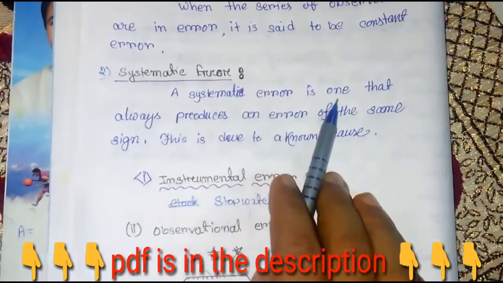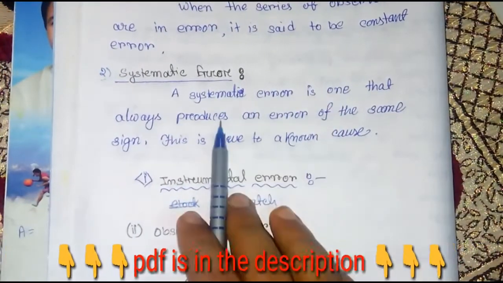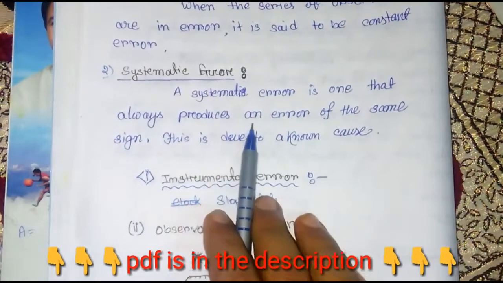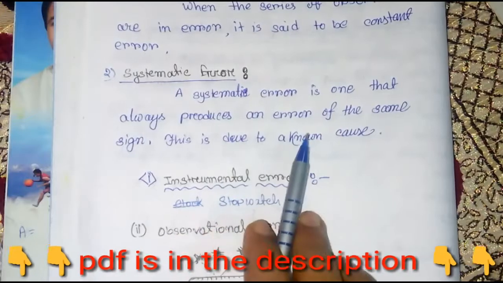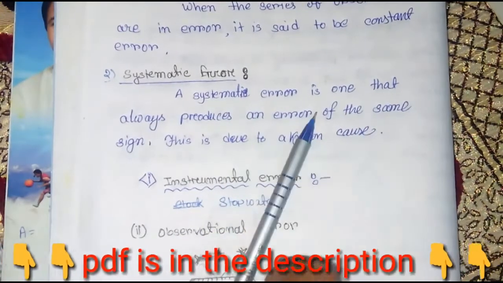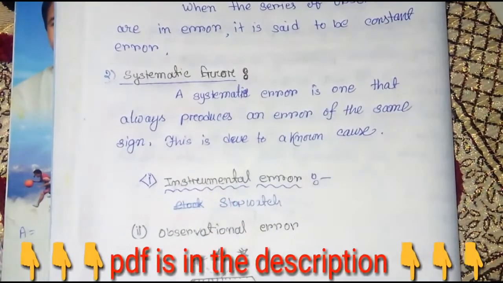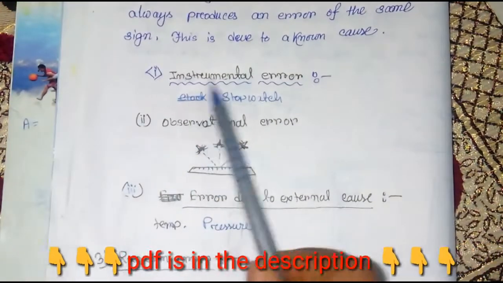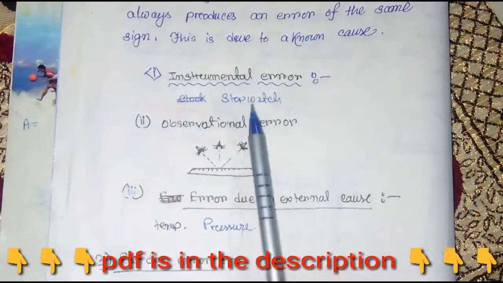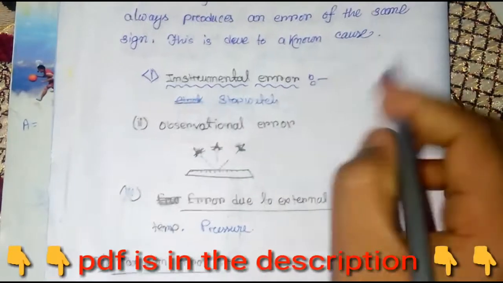So what is called systematic error? A systematic error is one that always produces an error of the same sign. This is due to a known cause. Okay, so systematic errors can be divided into some parts, that is instrumental errors. Instrumental errors means, suppose you have a stopwatch.